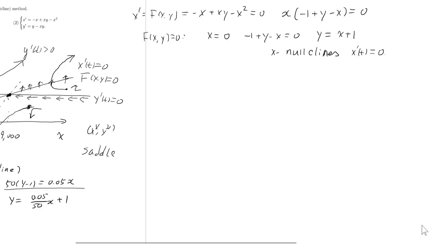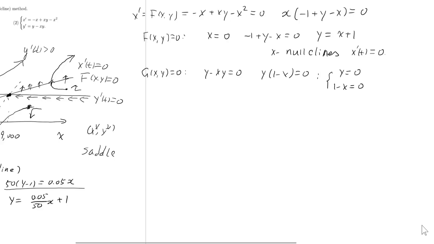And let's look at the second one. These are called y nullclines. And we have y minus xy is equal to 0. We factor y out. Again, we see we have two nullclines. One is y equal to 0, and the other one is x is equal to 1, or 1 minus x equal to 0.